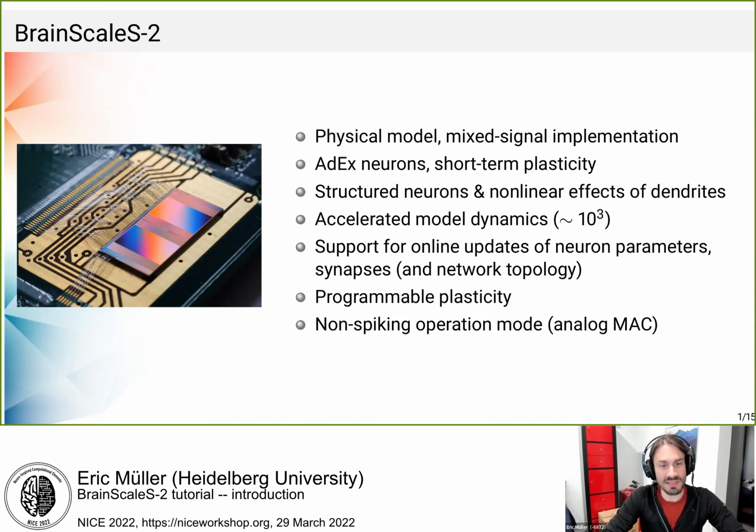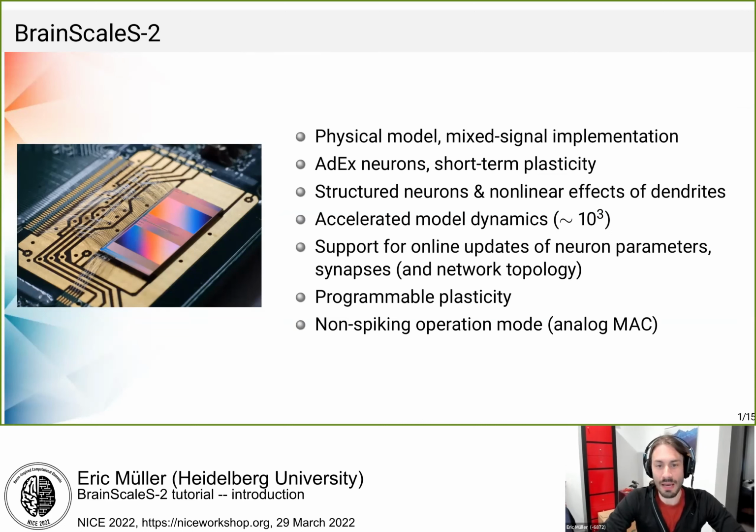We support short-term plasticity. We have, in this hardware version now, structured neurons, so you can build neuron compartments and have different topologies in your structured neurons. There are nonlinear effects on the dendrites that you can make use of. We have accelerated model dynamics, so this means that our neuron membranes have typical time constants in the order of microseconds instead of milliseconds. So let's say 10 microseconds instead of 10 milliseconds in typical biological neurons.